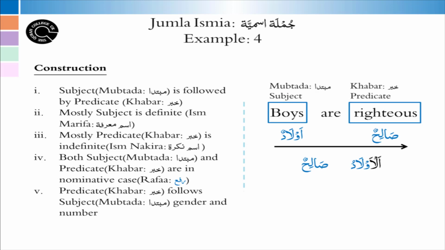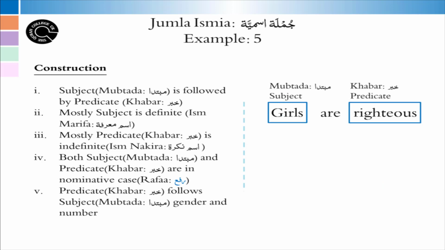For the fifth rule, awladu is masculine and it is in plural form. The plural and masculine case of salihun is salihuna. The final construction is therefore al-awladu salihuna. The example is about a feminine plural.